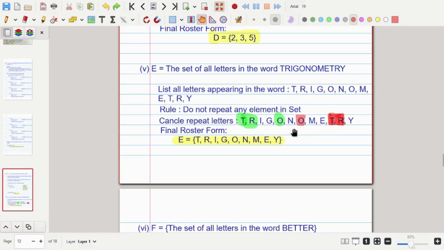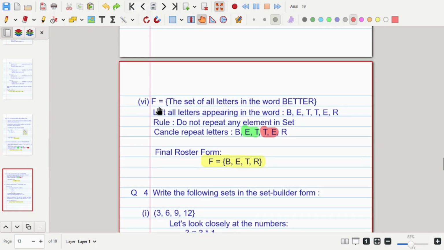So T appears 2 times, R appears 2 times, O appears 2 times. So cancel the repeated letters. We will cancel one O, one T and one R. So our roster form will be T, R, I, G, O, N, M, E, Y.